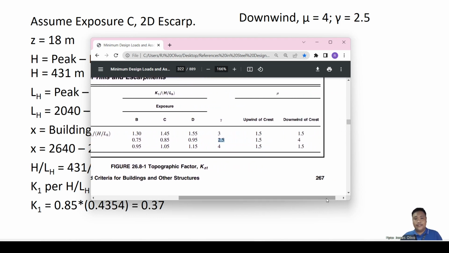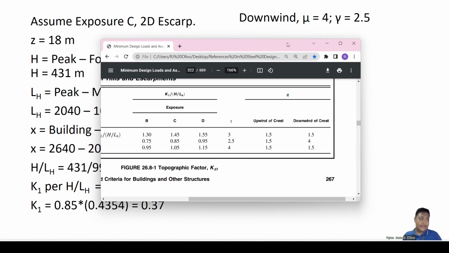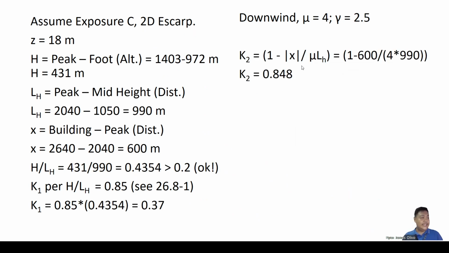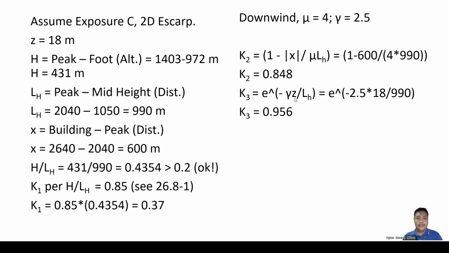And for mu, since this is downwind, like I discussed earlier, downwind is where the location of our building is, at the back of the peak. So we consider 4. For others, it's just 1.5, as you can see here. Then computing it, we get for the second multiplier 0.848.